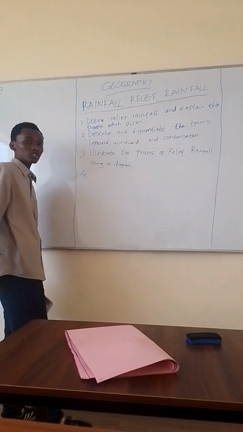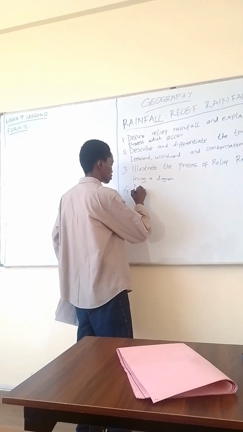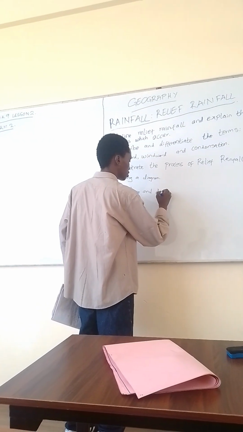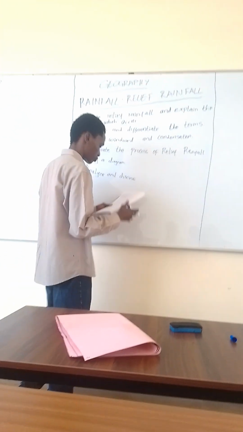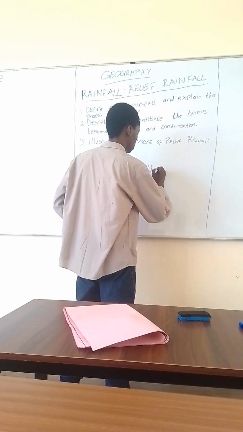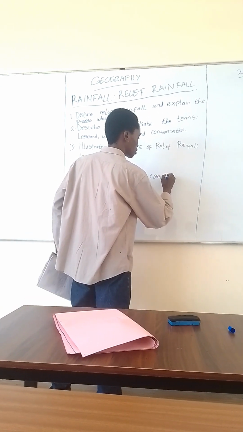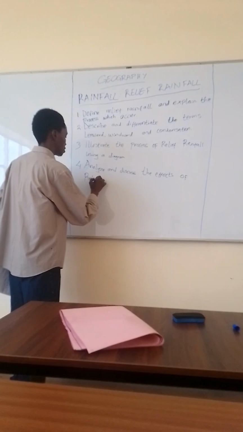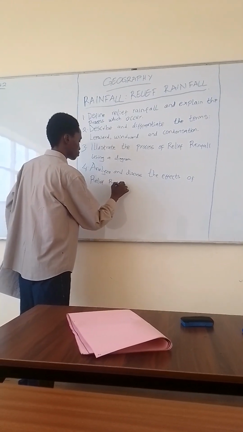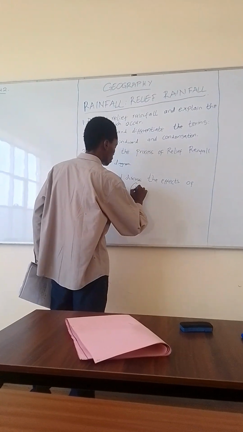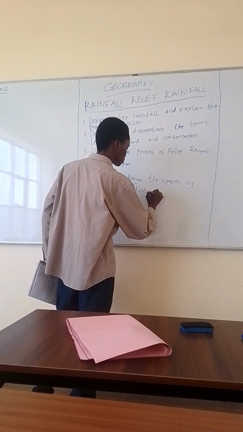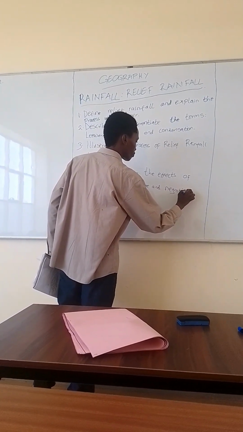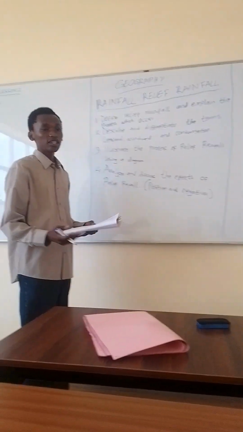And then our last objective for the class is analyze and discuss the effects of relief rainfall, in brackets, positive and negative. I hope class you have that in mind, that you have written that.